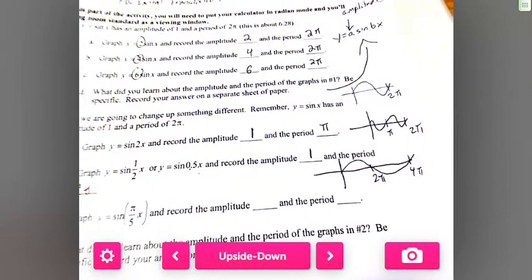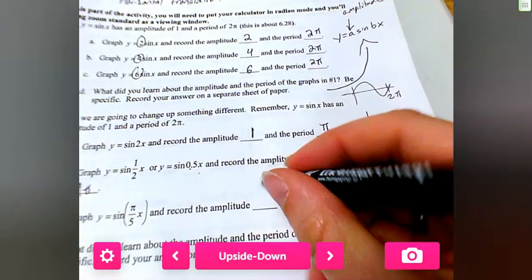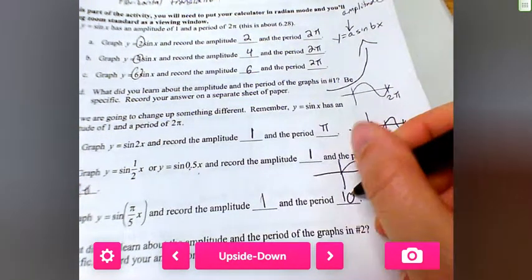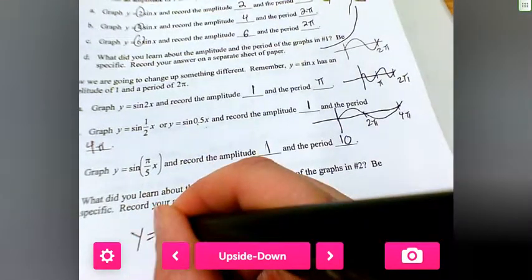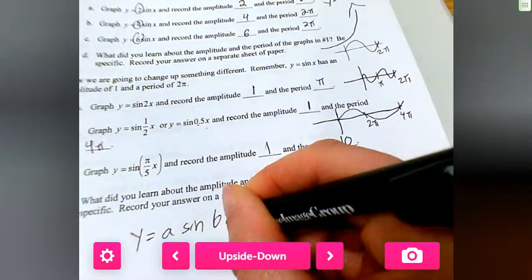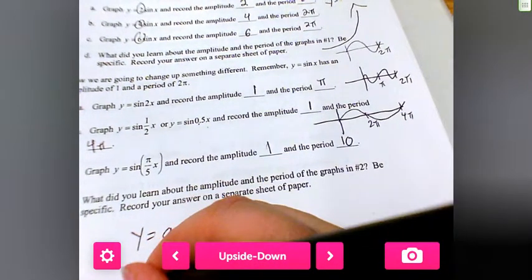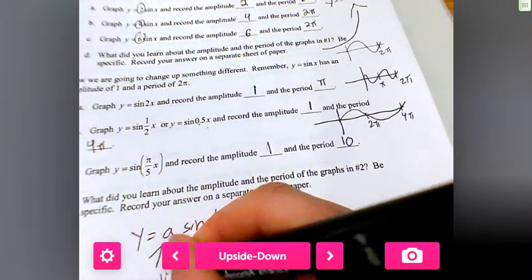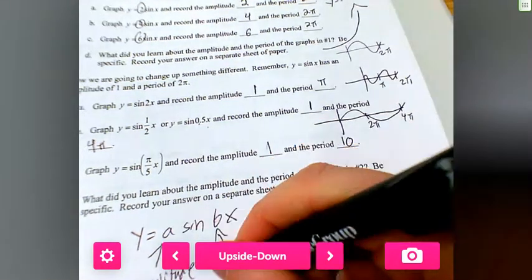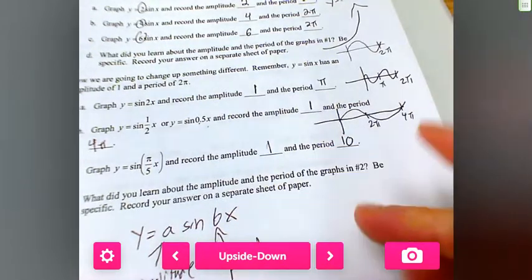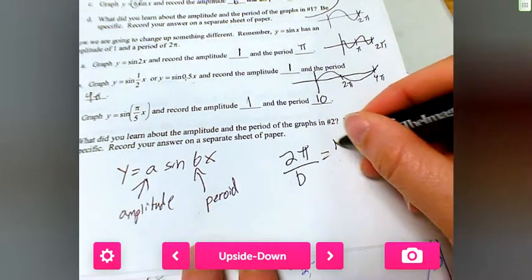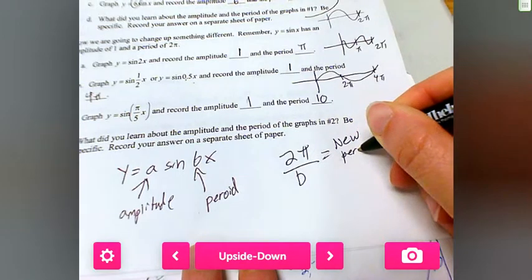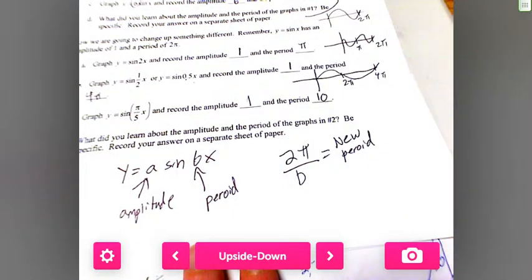Now if I go pi over 5, I go from 1, and this goes to 10. So this is telling me what I learned. If I've got y equals A sine Bx, these are the 2 things I change. I know this is my amplitude, but this changes my period, how quickly it repeats itself. Okay? So that means if we go 2 pi divided by B, it tells us what our new period is. How quickly it repeats.